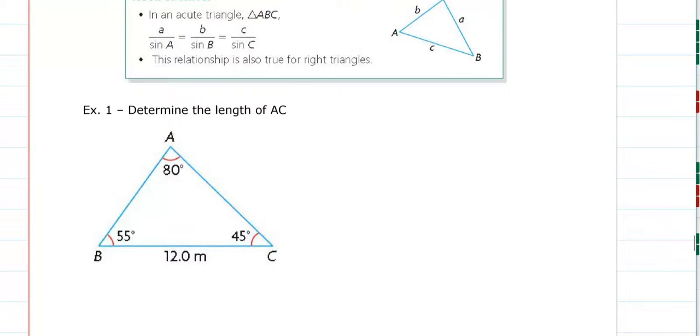There is a relationship between the ratios of the sine of an angle over its opposite side length. The ratio of the sine of an angle and its opposite side length is equal to the ratio of another angle in the triangle, the sine of that angle divided by the length of its opposite side, and that's also equal to the sine of the third angle to the length of its opposite side. And that formula is what we call the sine law.